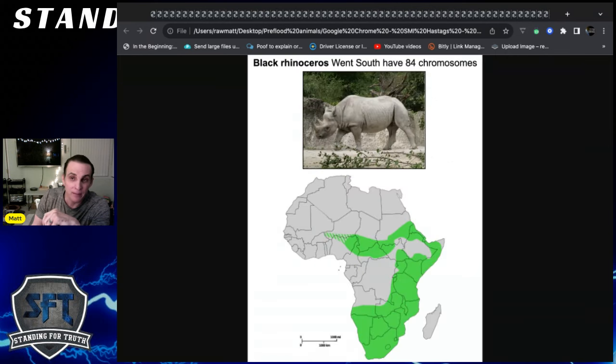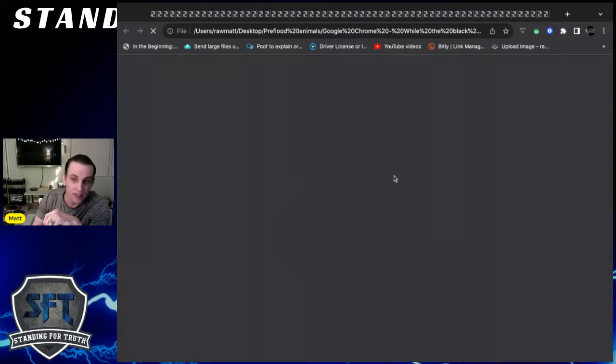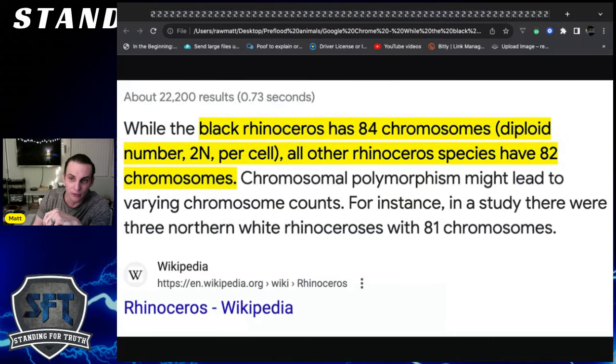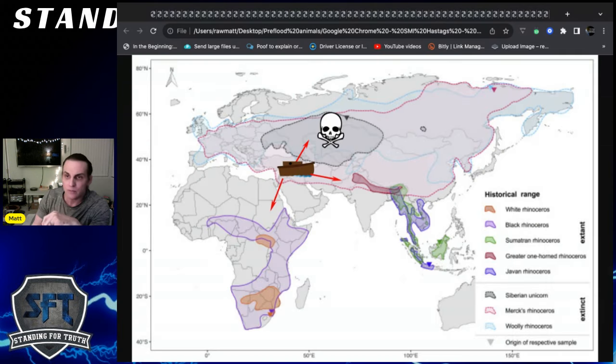And we will find that the black rhinoceros that went south into Africa has the most amount of chromosomes at 84 today. And matter of fact, when you look up chromosome count, you find that the black rhinoceros has the most out of every species. Everything else has 82. So when the rhinoceros or any animal really got off the ark, the things that went north went extinct. We don't have them anymore. We don't have their genome sequenced. And unfortunately, all we have for the most part is their remains.